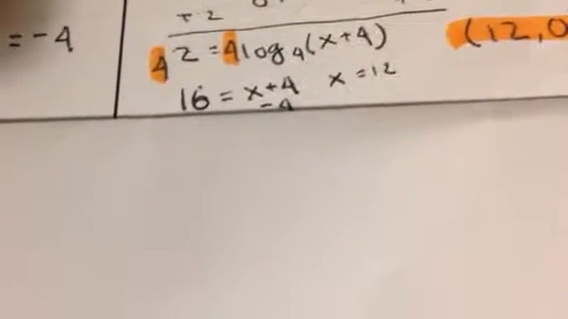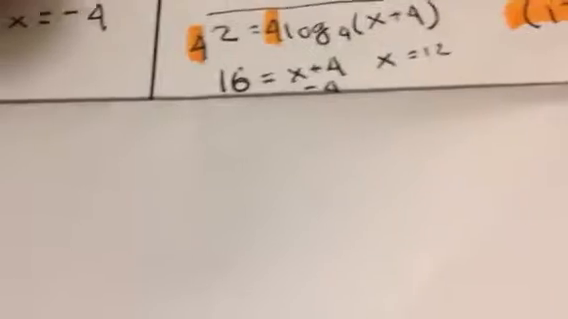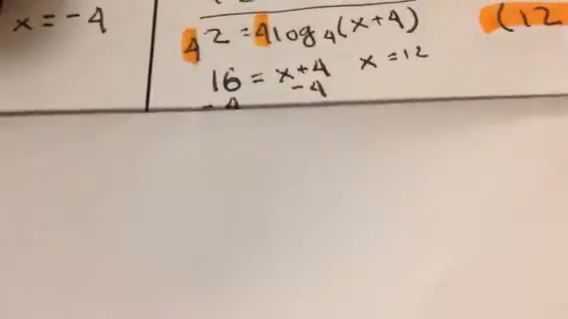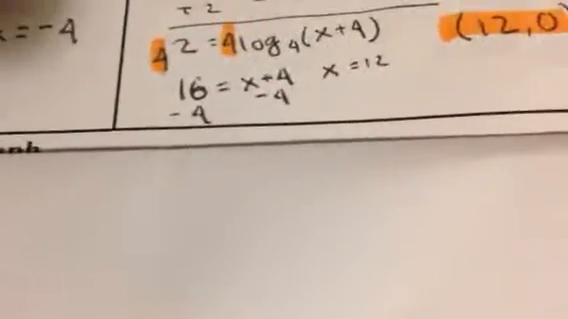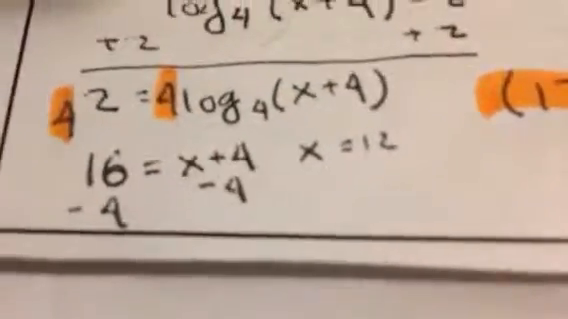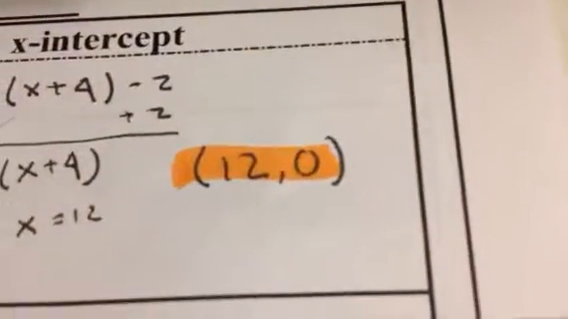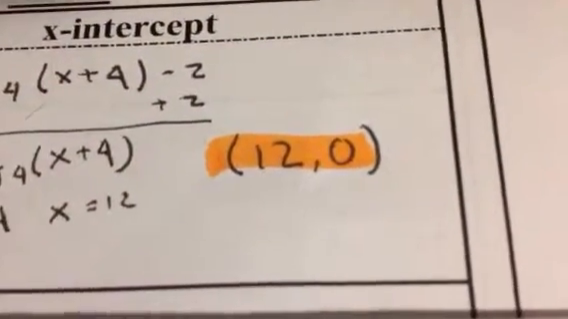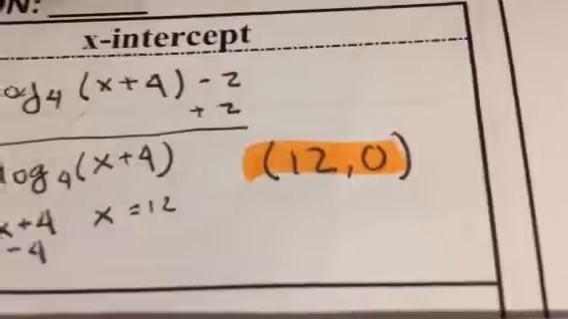Now we get x by itself by subtracting 4 from both sides, and x is going to be 12. But the x-intercept has to be an ordered pair, so the x-intercept is going to be (12, 0).